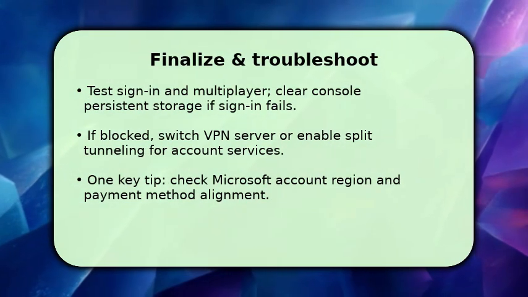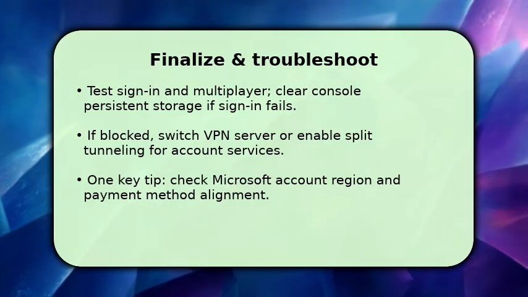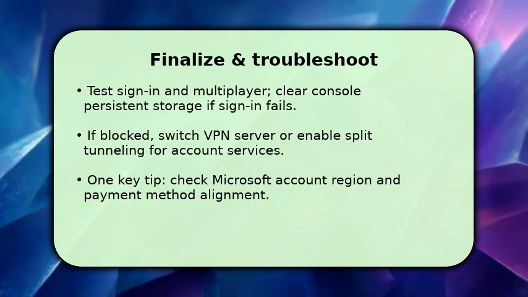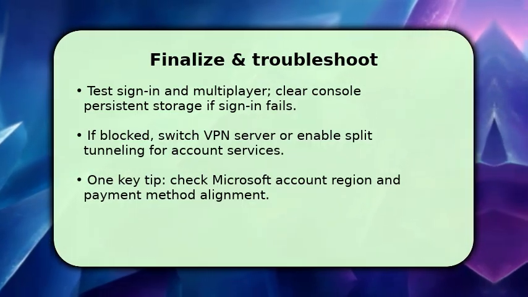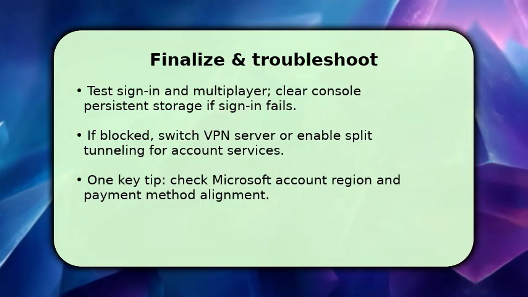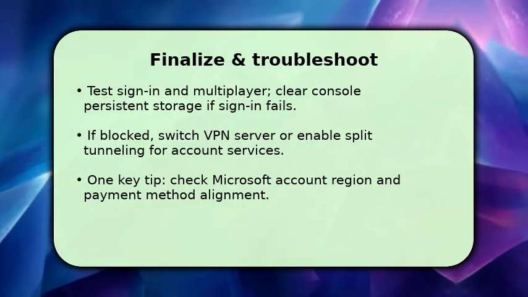If services still show region unavailable, clear persistent storage and retry sign-in, then switch the VPN server or enable split tunneling so authentication goes through a supported region while local services remain native.